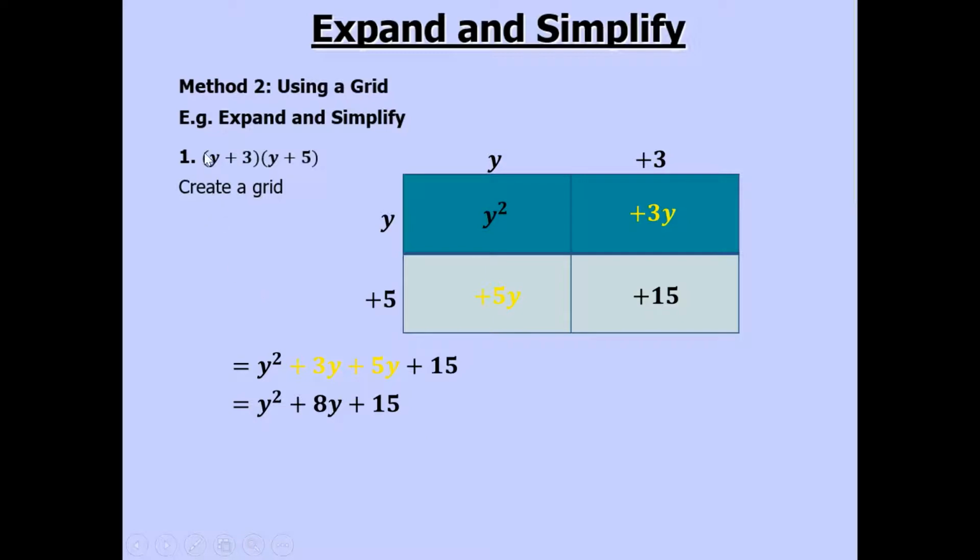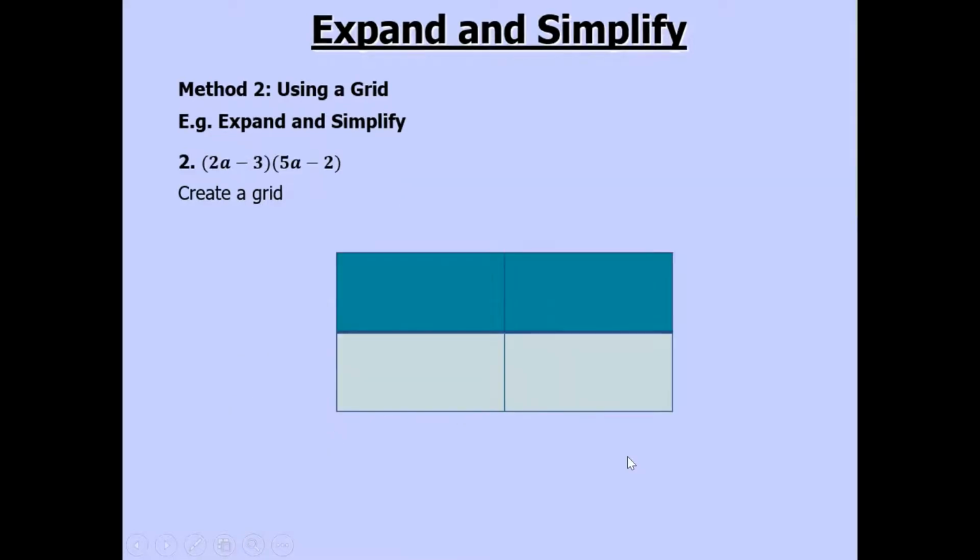So you could either use the FOIL method I showed earlier, or you can quickly draw up a grid and try and find the areas for each section, and then you can put them together. We'll look at another example, so I'd suggest if you can pause the video and try and fill in this grid yourself and see if your answer matches.